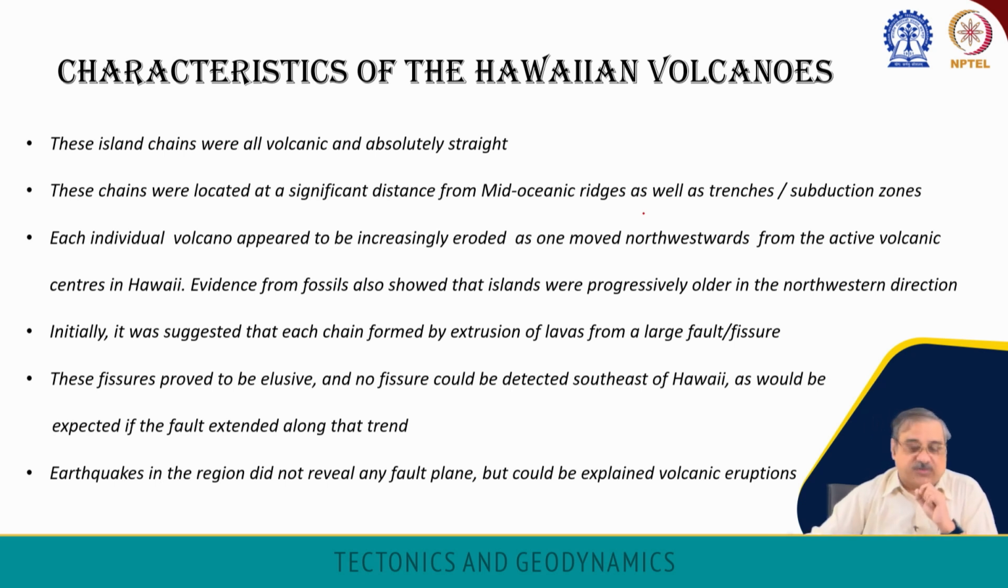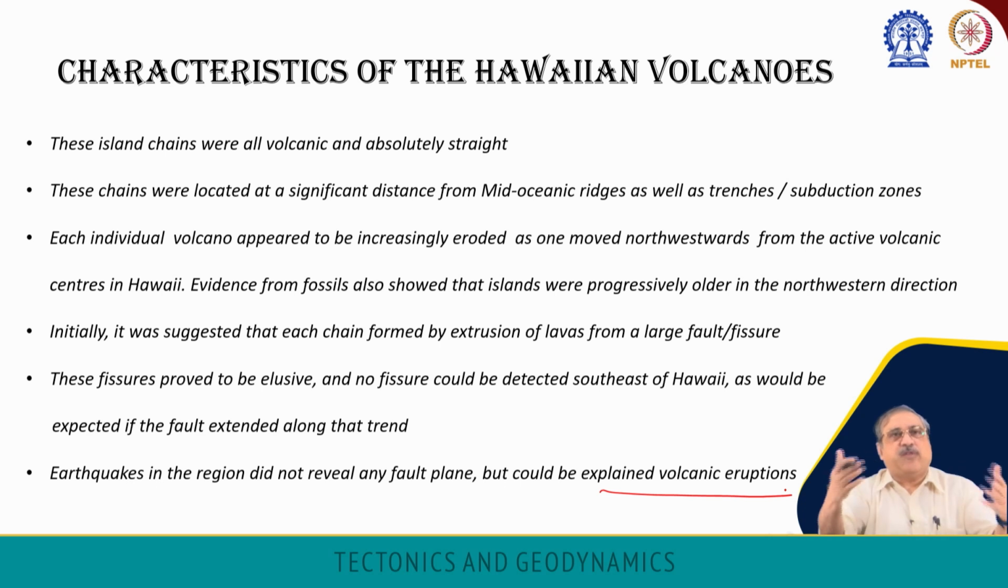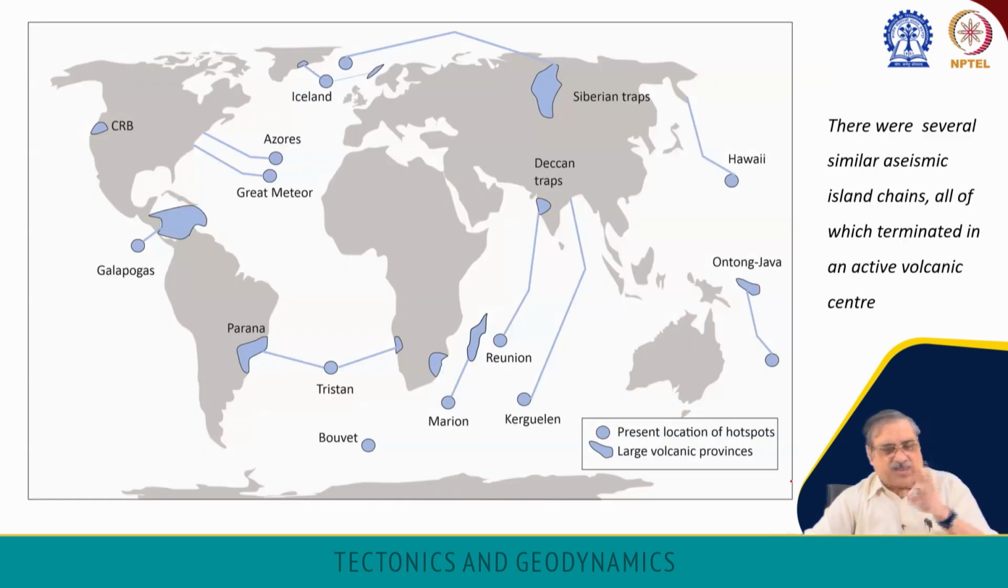And finally, of course, there were earthquakes associated with this Hawaiian chain, but these earthquakes were not associated with any fault plane. They seem to be entirely explicable simply by the eruption of volcanoes. When a volcano erupts, obviously there will be some movement of the overlying ground, and all the earthquakes that occurred in Hawaii could be explained by these volcanic eruptions. So, it was a clear distinction between the Hawaiian type chains of volcanoes and the mid-oceanic ridges.